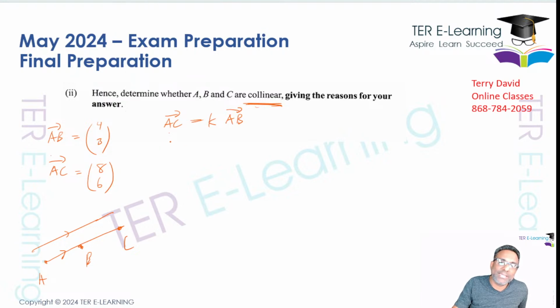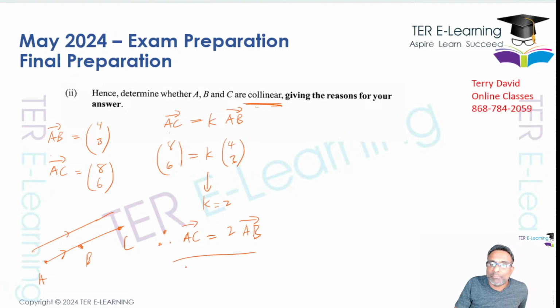So the vector AC is 8, 6. K we don't know what it is, but AB is 4, 3. Just by looking at these, we can say that K is equal to 2. If I multiply the vector AB by 2, I'm going to get the vector AC. So what that means is that AC is equal to 2 times the vector AB, which is this.